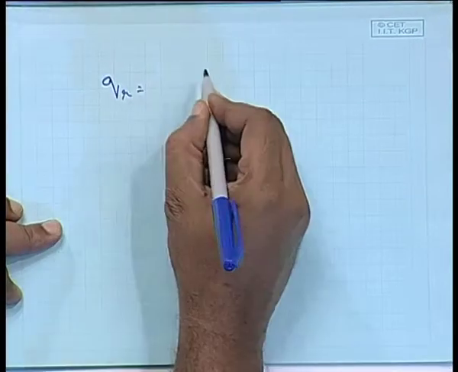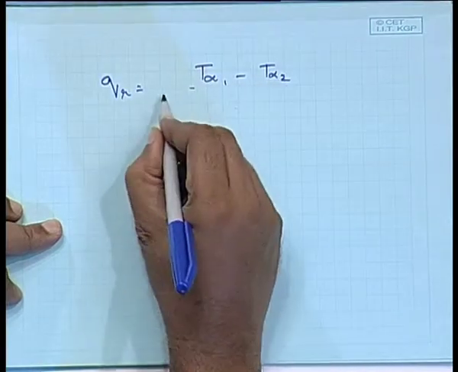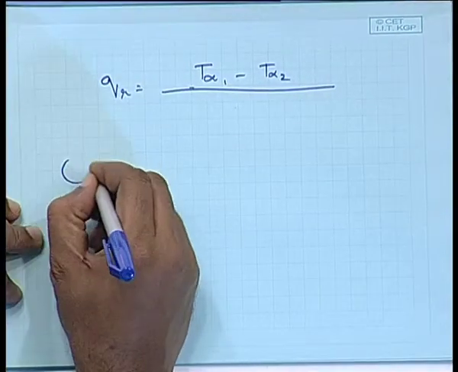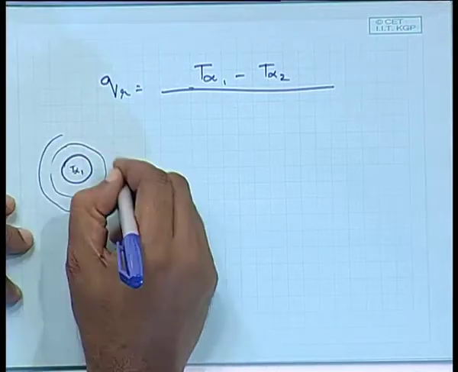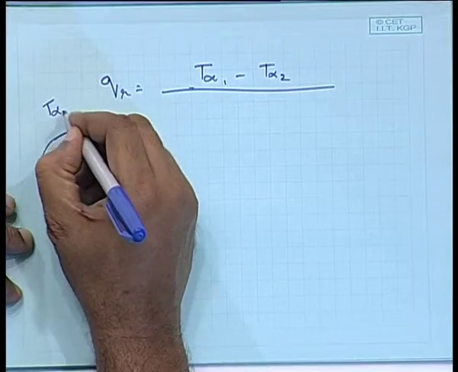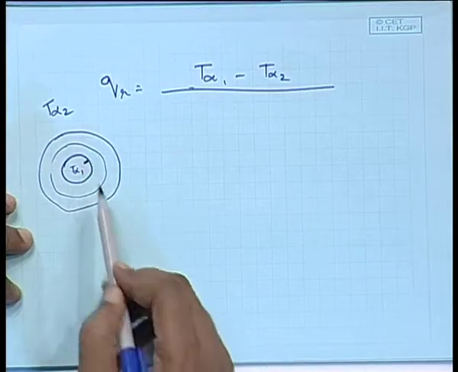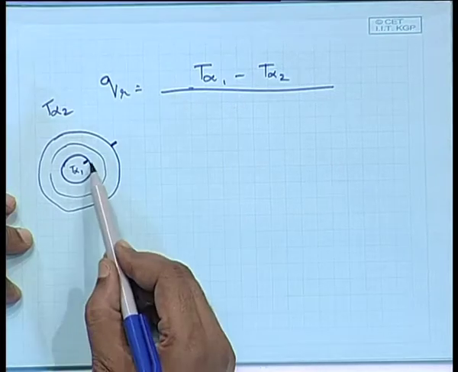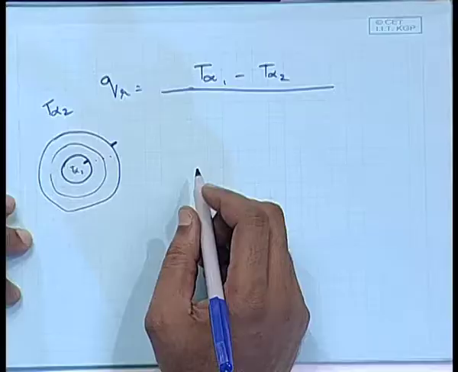Q for the radial system is going to be T infinity 1 minus T infinity 2. T infinity 1 and T infinity 2 are the two temperatures, inside the pipe and outside. You are going to have convection, the first resistance is convection, and the last resistance is also convection, and in between you have a number of conductive resistances, the same way we have drawn for the planar system.